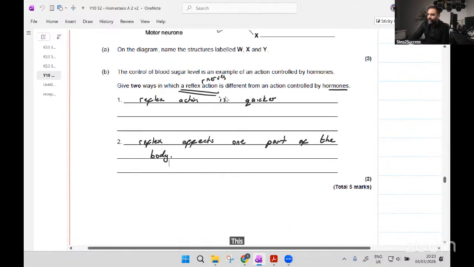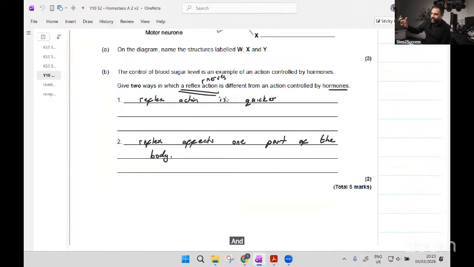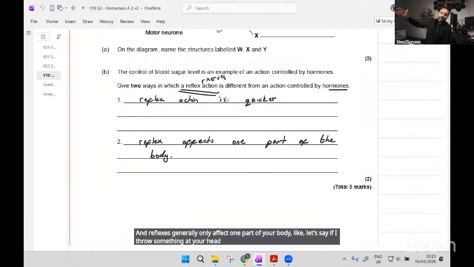This is a bit harder, but how is a reflex action different from hormones? Hormones act more slowly. Reflexes are very fast. And reflexes generally only affect one part of your body. Like, let's say if I throw something at your head, your neck would move your head away. That's it. It's only one part. Whereas a hormone like insulin affects the whole body.